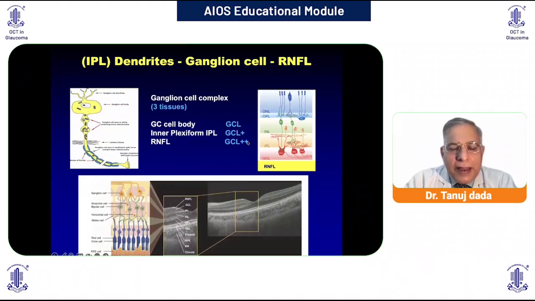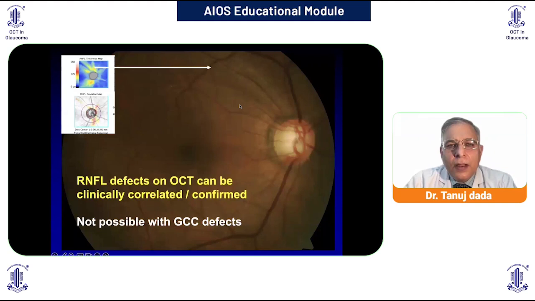So for making a diagnosis of glaucoma, you can get damage either in the ganglion cell body or in the axon, the retinal nerve fiber layer. So you have to do a comprehensive imaging of all three structures to pick up glaucoma at an early stage.